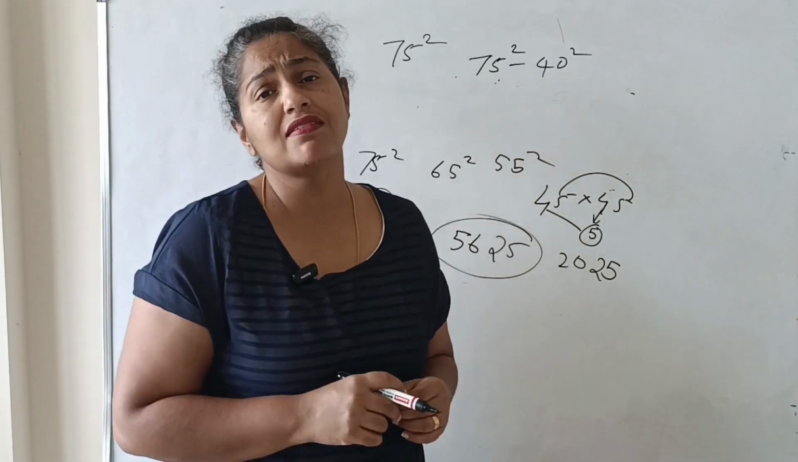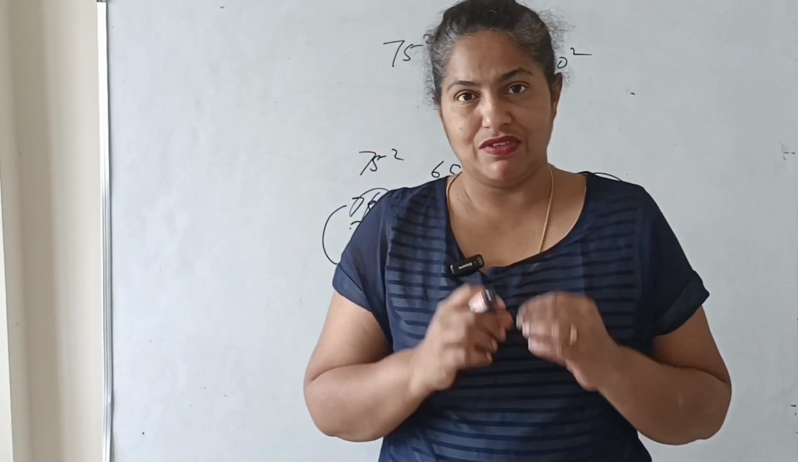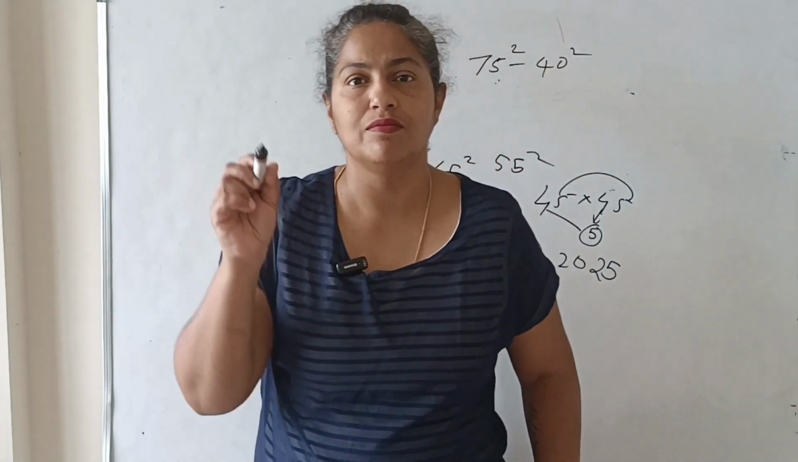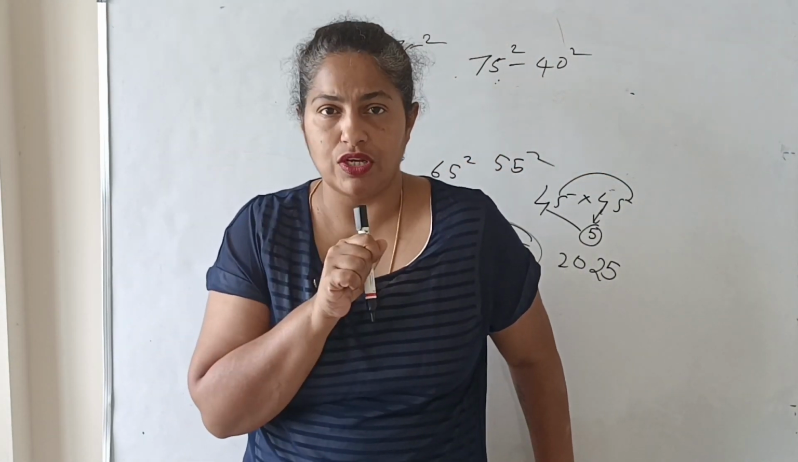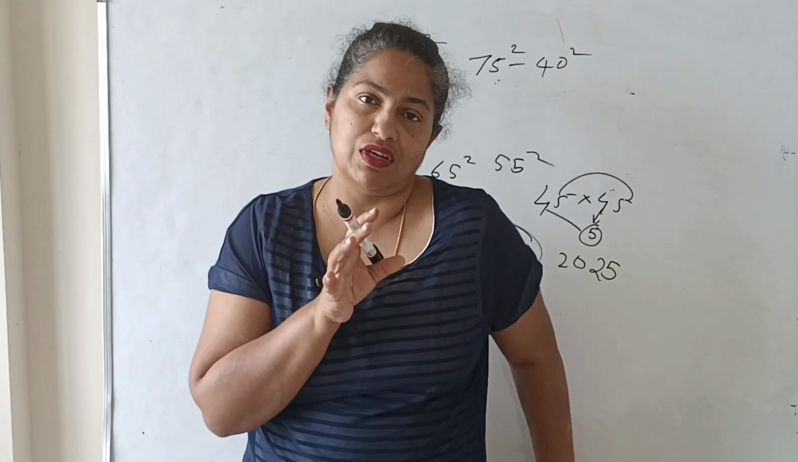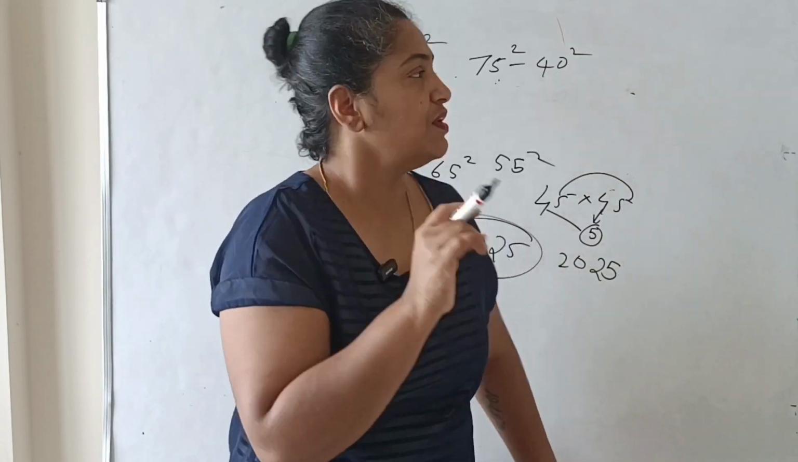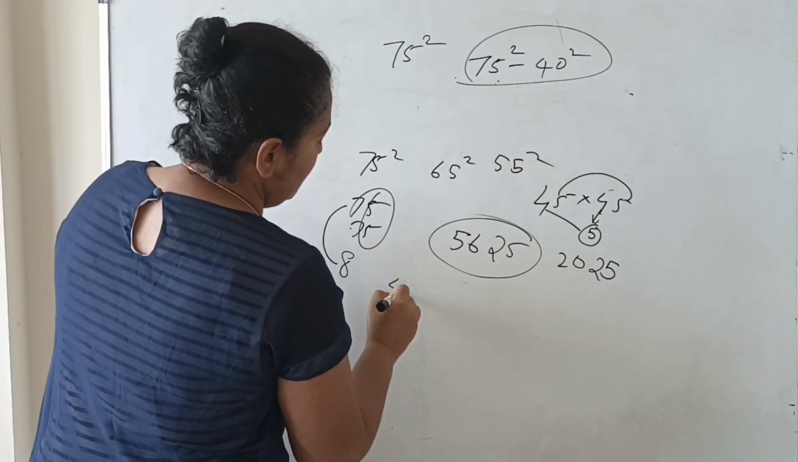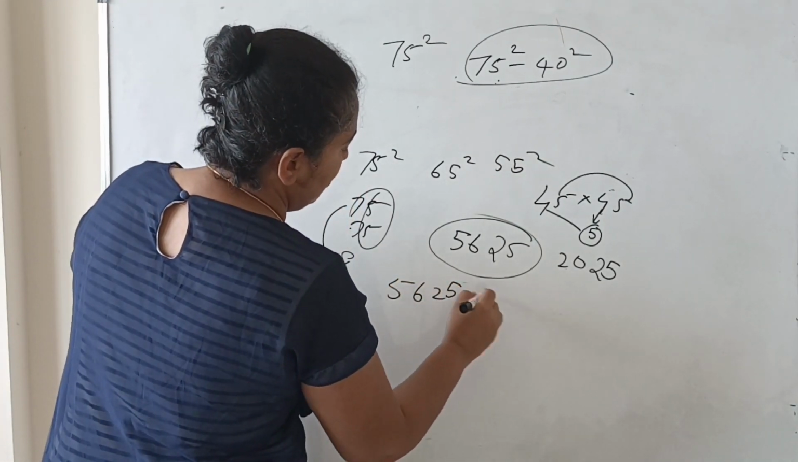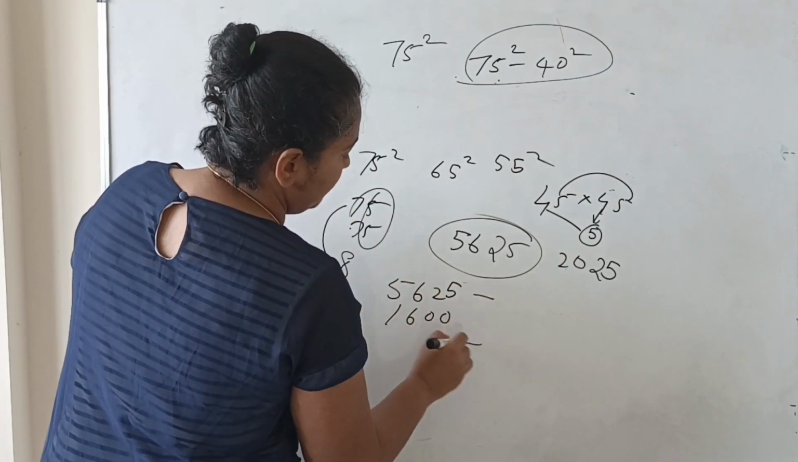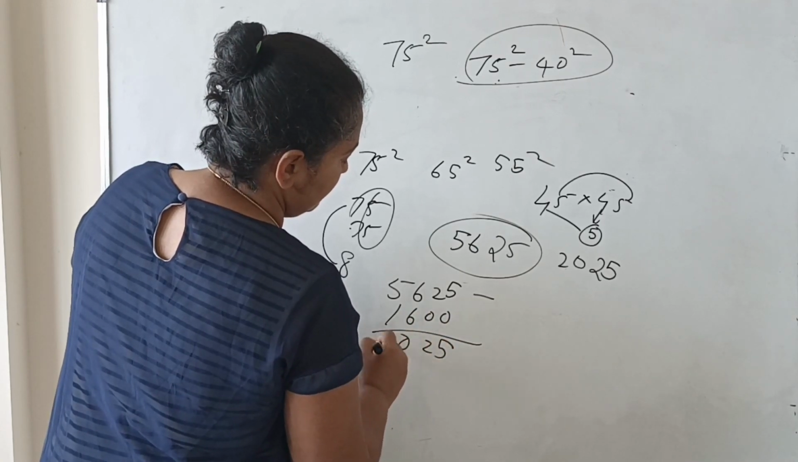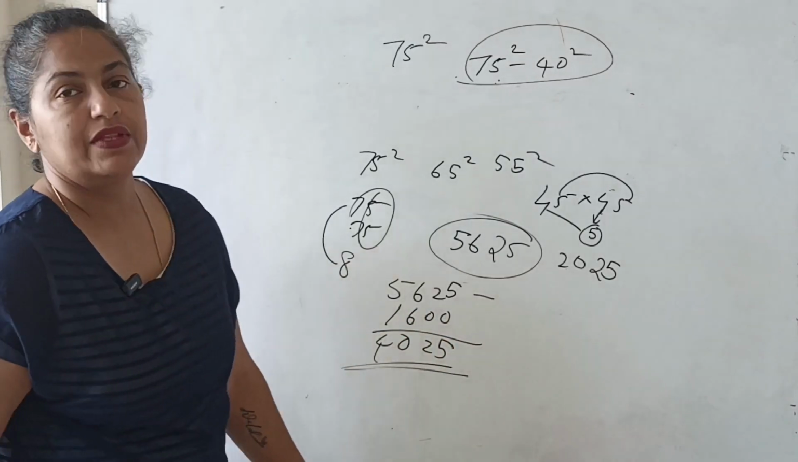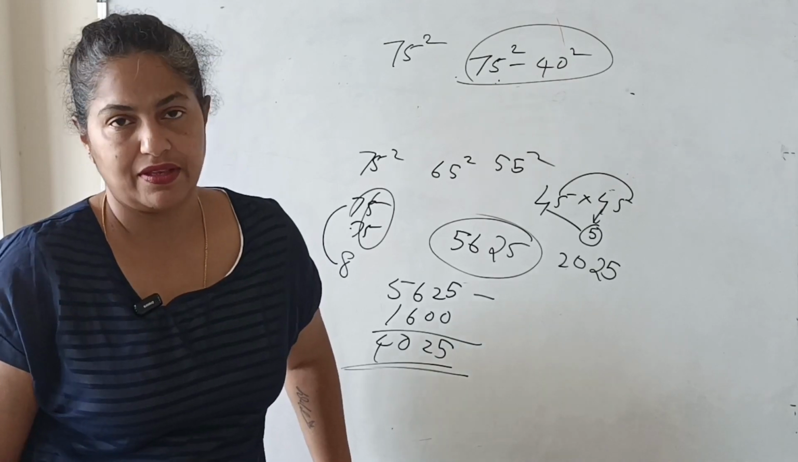Now let us see what is 65 into 65. 5 5s are 25. Add 1 to 6, gives me a 7. 7 6s are 42. 4225. Okay. So now let us find out the value of this. 75 square will give me 5625 minus 1600. This is our required answer.